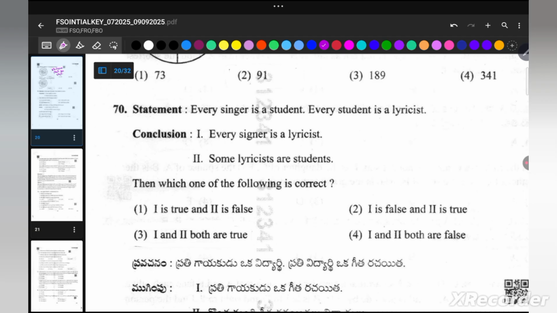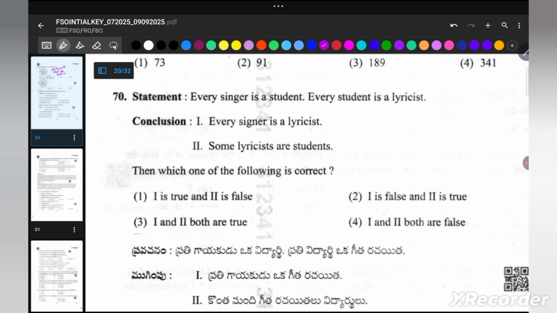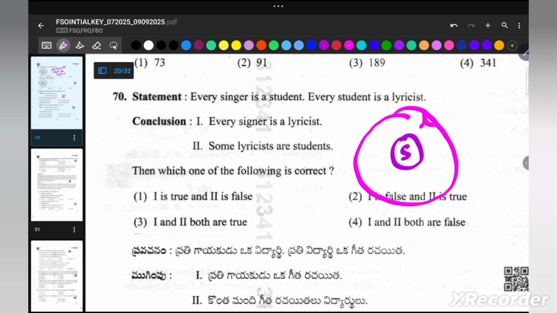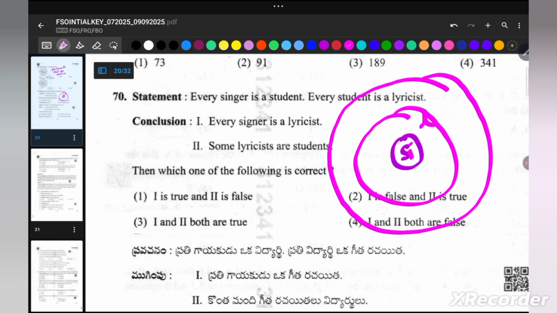Every singer is a student, every student is a lyricist. Every singer is a lyricist. This is the lyricist part. Every student is a lyricist. This is singer. Every singer is a student. Again, every student is a lyricist. If you closely observe, every singer is a lyricist, that's also correct. Some lyricists are students, that's also correct. Both 1 and 2 are correct.